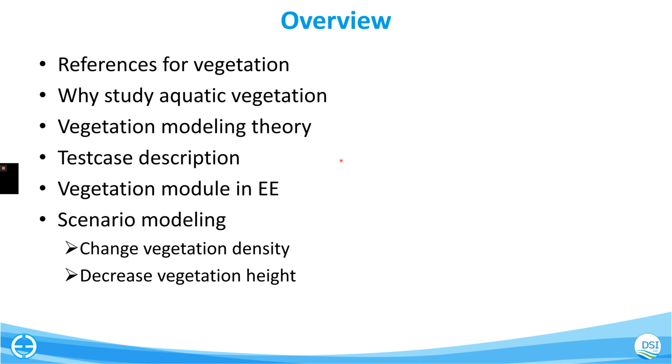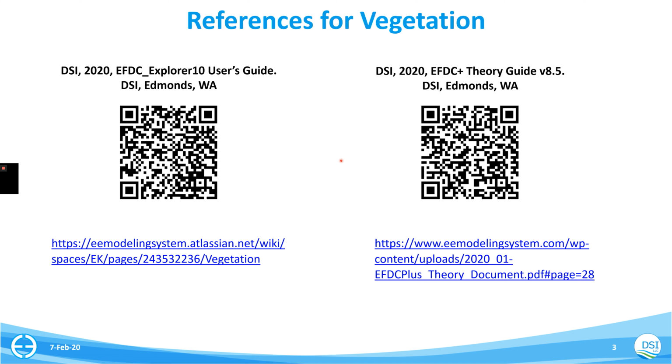For example, increase the vegetation density and decrease the density, and also we can decrease the vegetation height and see how the total shear stress changes. So here, as before, you can see the GUI, the guide for the vegetation, and then we can look at the vegetation theory in our model.